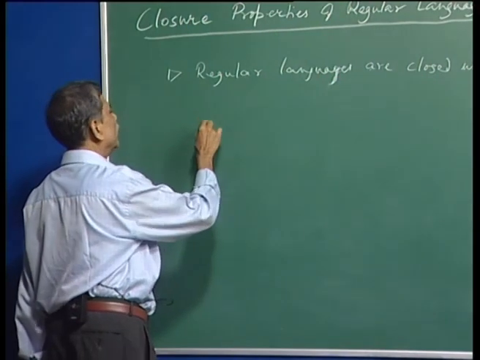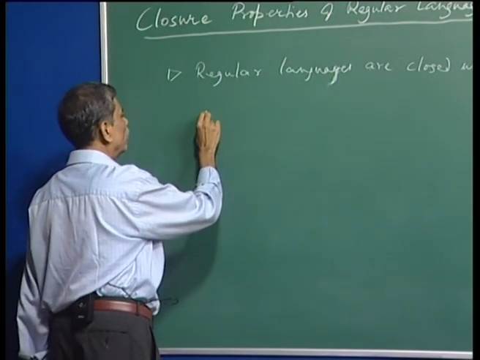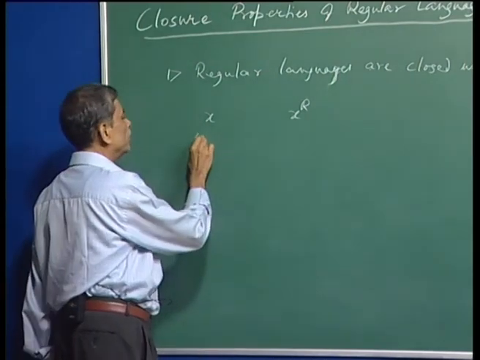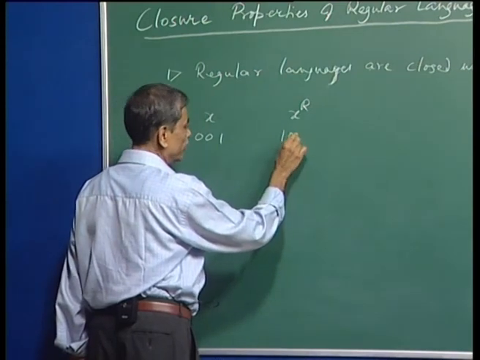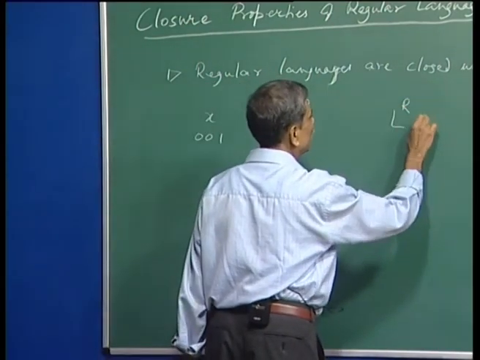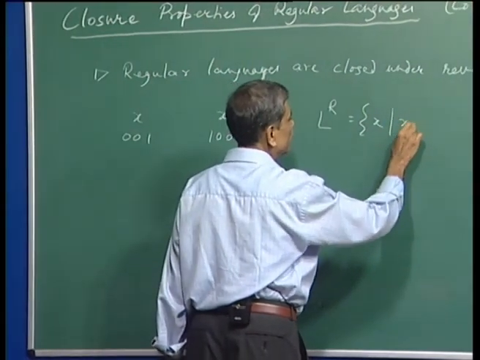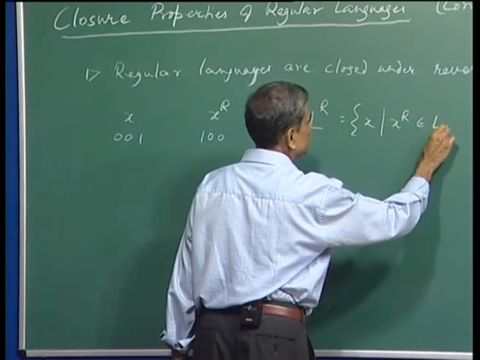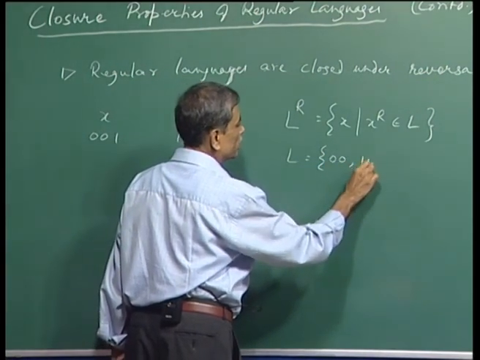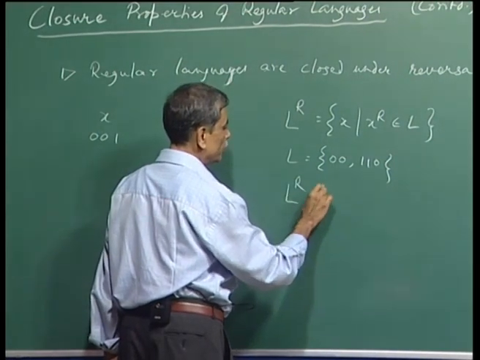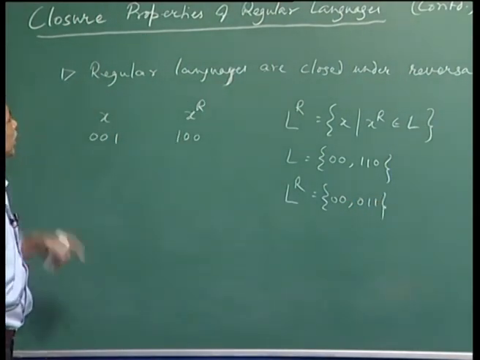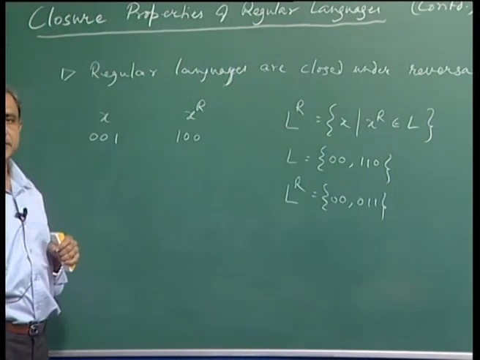And we recall by reversal we meant, firstly we can talk of any string x and then we can talk of its reversal. So, for example, if the string is 001, then the reverse string is just writing the string the other way. And the reversal of a language L is all those x's such that reverse of x is in L. And we gave a very simple example that suppose L had 00 and 110. Then L reversal is going to be 00 and 011. And we also indicated we can prove this property, that is regular languages are closed under reversals, in two ways.